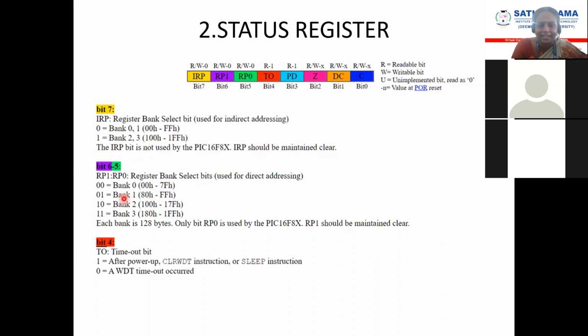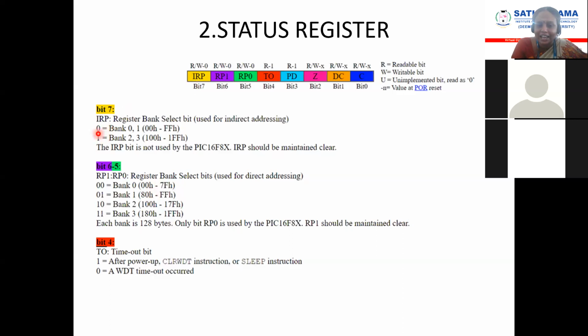But it is not like that here. Here we have four banks. How are the four banks selected? By using these two bits. Now you come to bit 7. In bit 7 we have an option. What is the option? This is mainly used in indirect addressing mode.